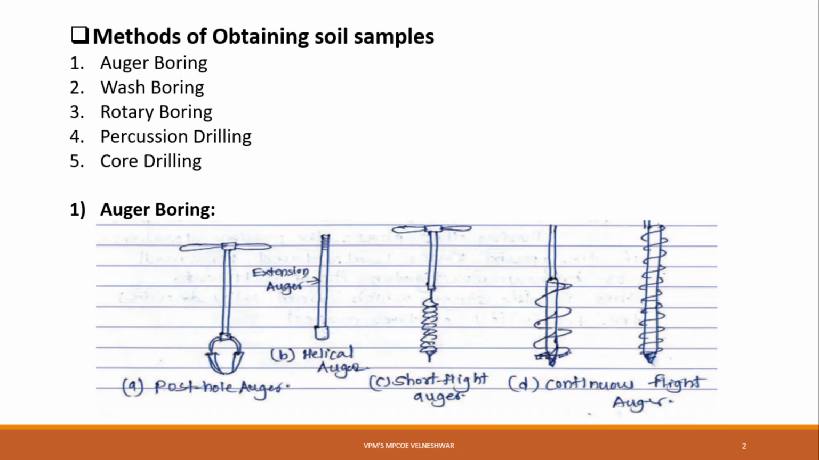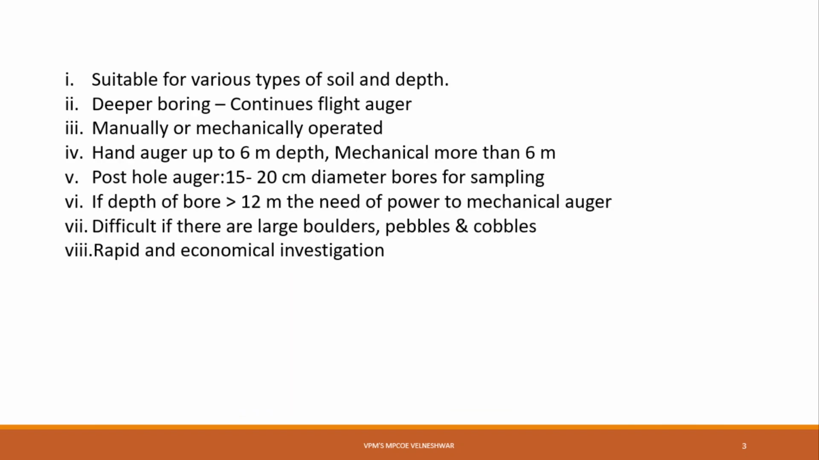Now I will briefly go over the auger boring. This is the diagram for auger boring. There are different types of augers: post hole auger, helical auger, short flight auger, and continuous flight auger. It is suitable for various types of soil and depth. For deeper boring, continuous flight auger is used. It can be operated manually or mechanically.